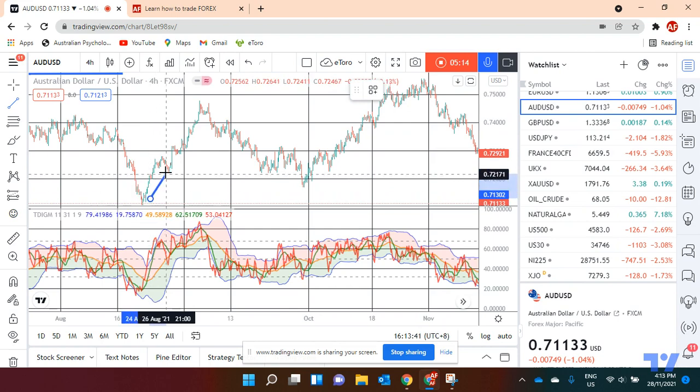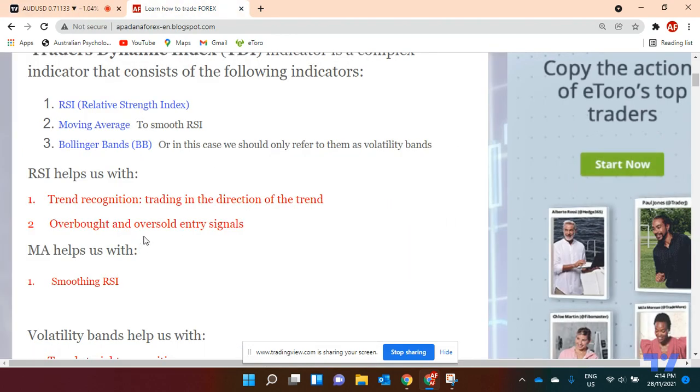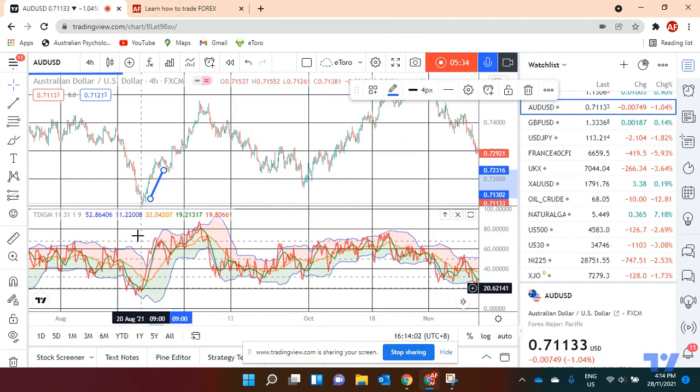But that's just RSI by itself. I'm just gonna explain more about how to use this indicator. So two things about RSI: overbought and oversold, and also you can recognize the trend.